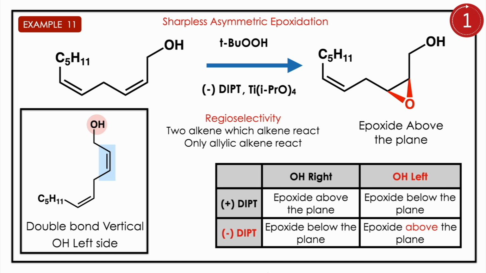The concept you outline here is if you have 2 alkene, only allylic alkene reacts because Sharpless reaction is regioselective.